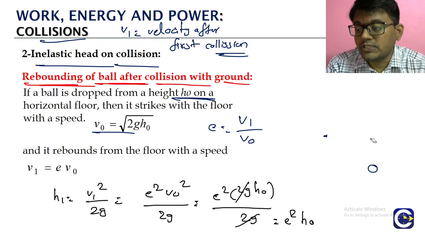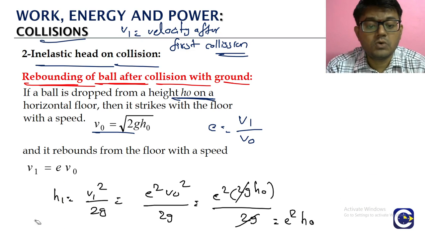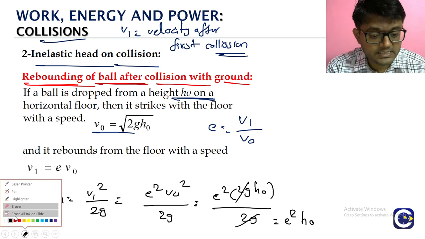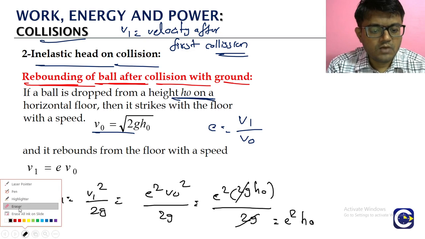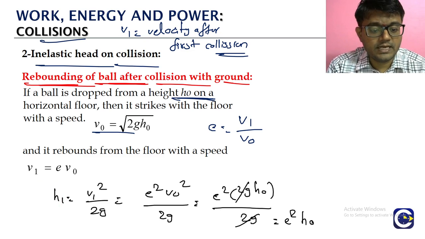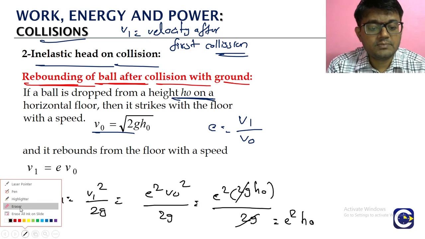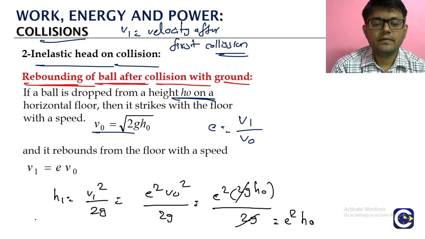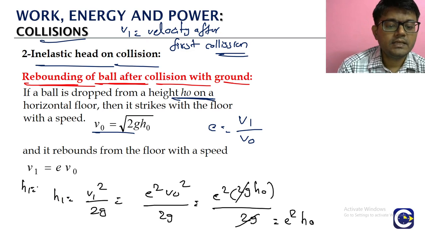So what are we getting? After the first collision, it will go to a height equal to e square times h naught. And the velocity after the first collision is e times v0, and the height is e square times h naught.